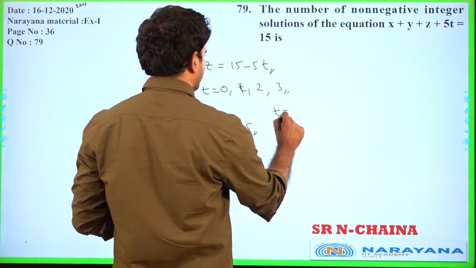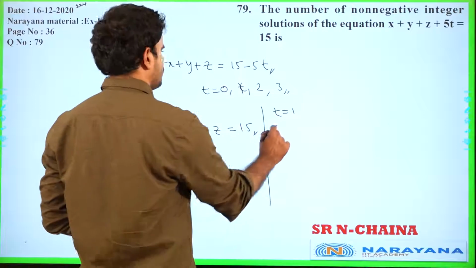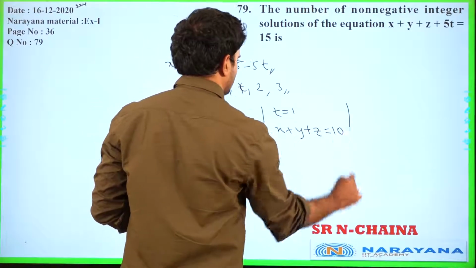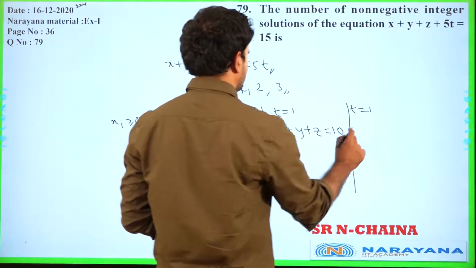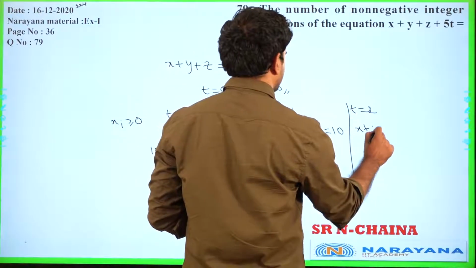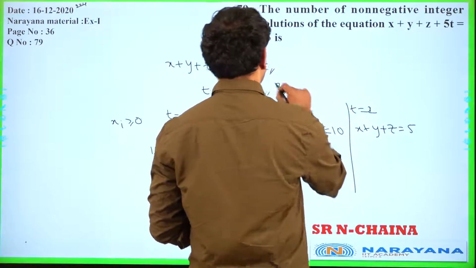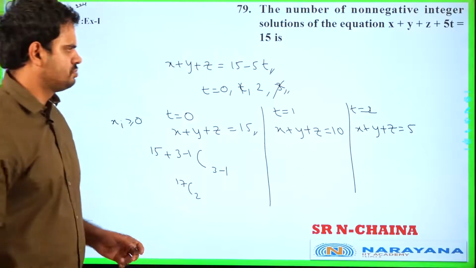Next, t equal to 1 you substitute. So x plus y plus z equals 10. Next t equal to 2 you keep, so x plus y plus z equals 5. So t equal to 3 I can't take, that is not possible.